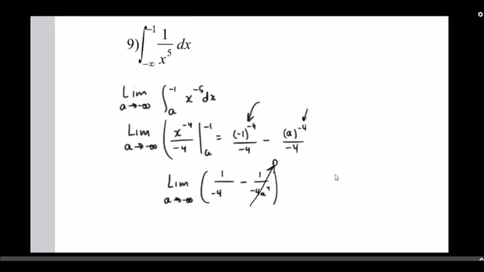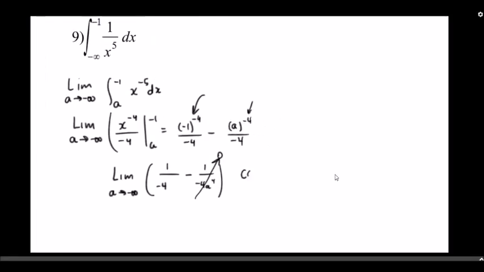And then we've got something that we can evaluate. We've got negative 1/4 minus 0, which is negative 1/4. So this converges to negative 1/4.